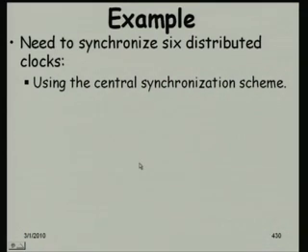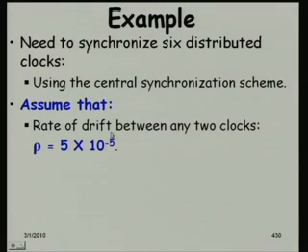Now, let us just work out an example using this simple scheme that we discussed. Suppose we have 6 clocks in a distributed system and we want to use the centralized synchronization scheme, and we can assume that the rate of drift between the master and another clock, or between any 2 clocks, is 5 into 10 to the power minus 5. There is no unit here because it is the rate of drift, this much time per unit time.